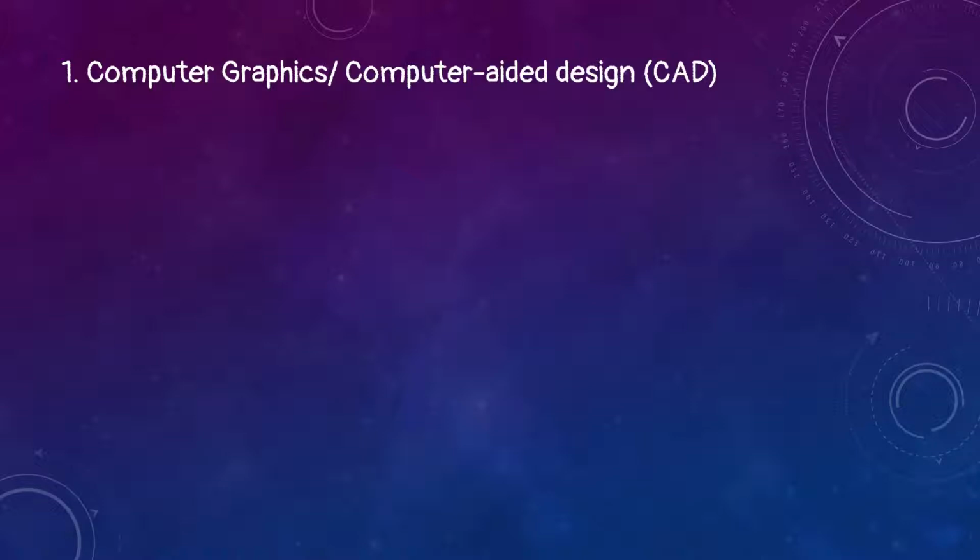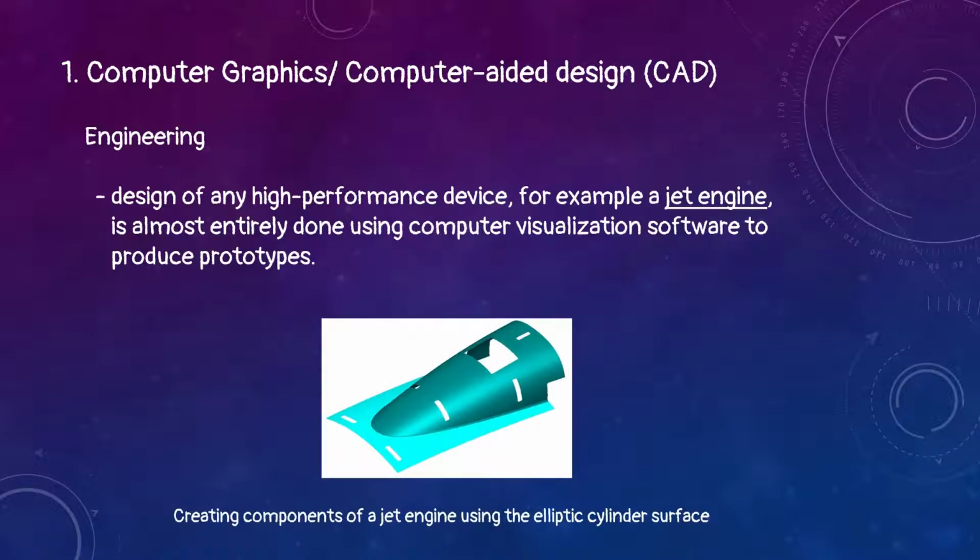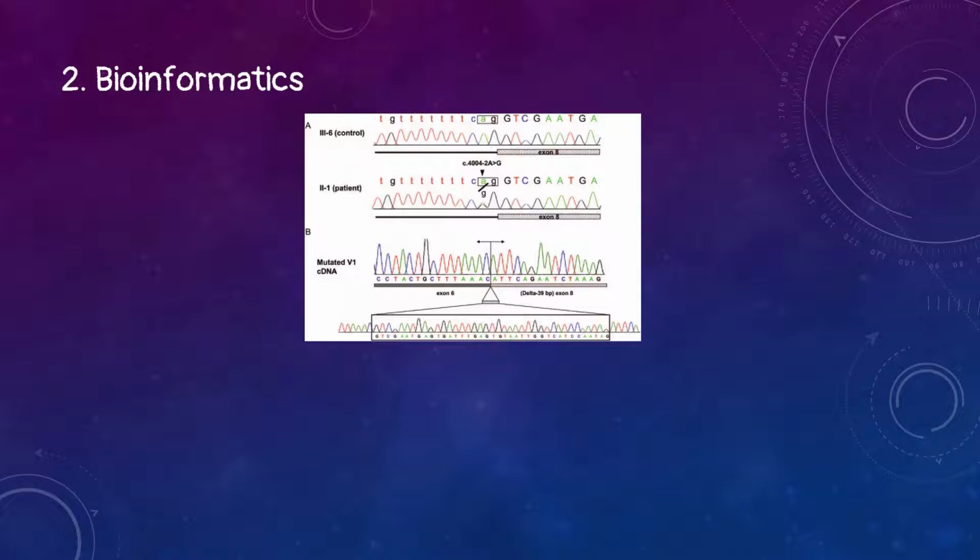CAD is used in many different fields, but we chose to pick engineering. In engineering, the design of any high-performance device, for example a jet engine, is almost entirely done using computer visualization software to produce prototypes. As we can see from the diagram here, we create components of a jet engine using the elliptic cylinder surface.